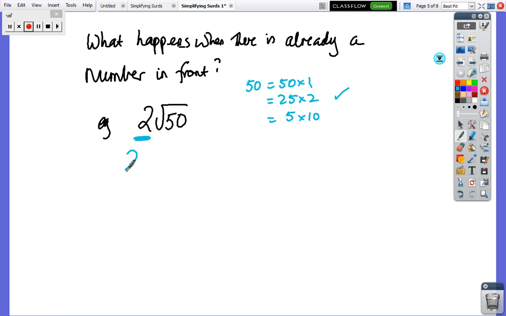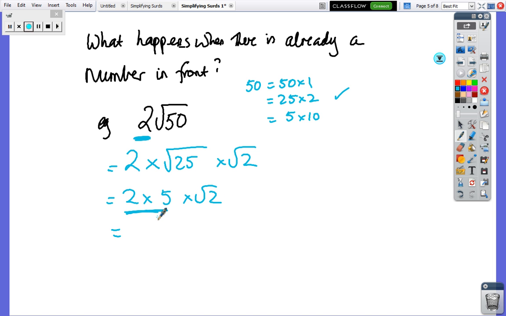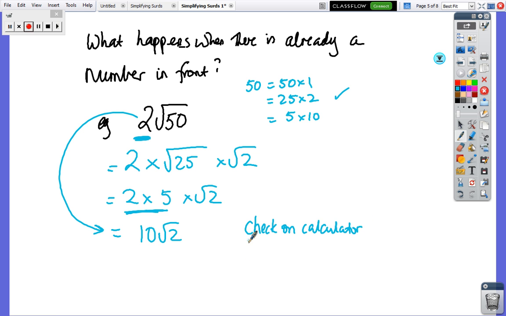So what we do is the 2 stays out the front, times square root of 25 times the square root of 2. Square root of 25 is 5. And so then we just put those two numbers together. So 2 square root 50 is the same as 10 square root 2. And again, if you're not sure, check on your calculator to get decimal answers. So pause, copy down that note, and then when you're ready, come to the next slide.